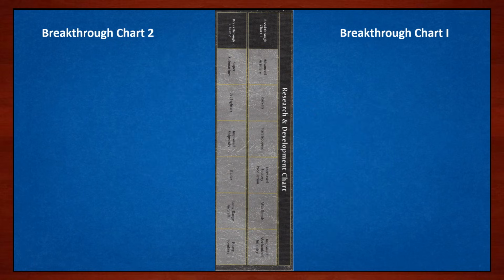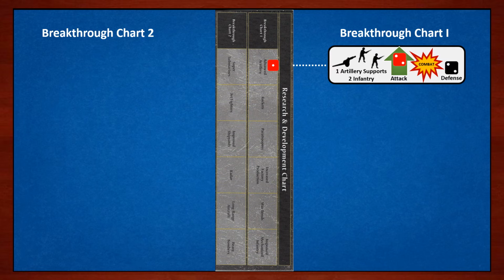If the player chooses breakthrough chart 1 and rolls a dice, if they roll a 1, they discover advanced artillery. With advanced artillery, 1 artillery unit can now support 2 infantry units, which raises the infantry's attack to 2.